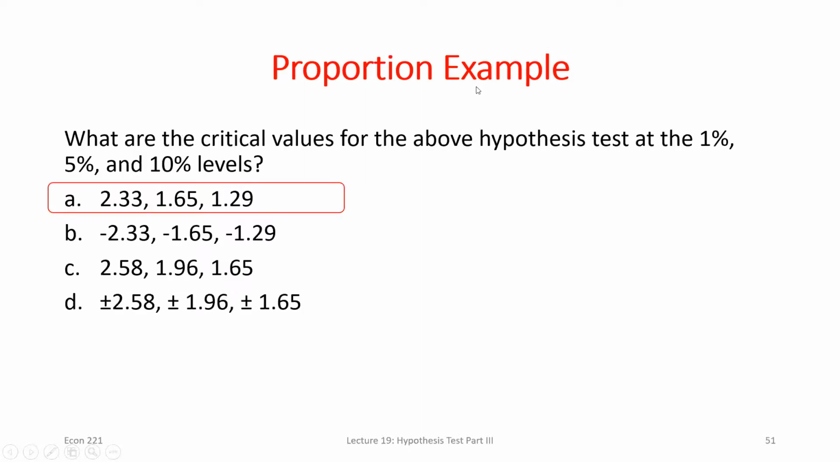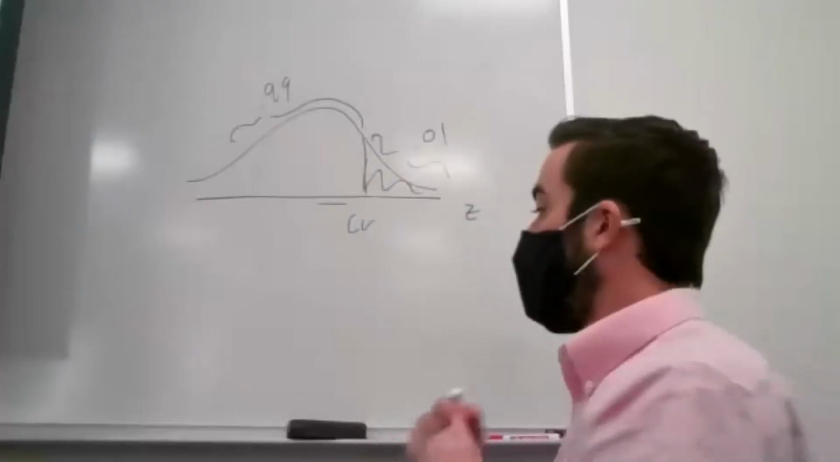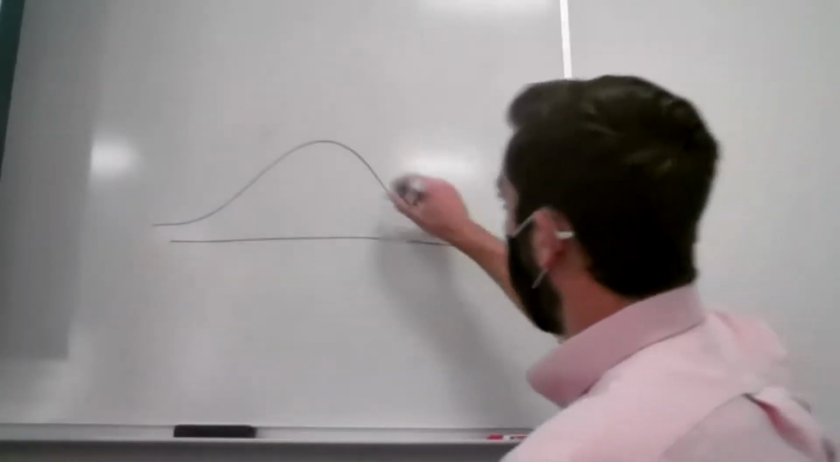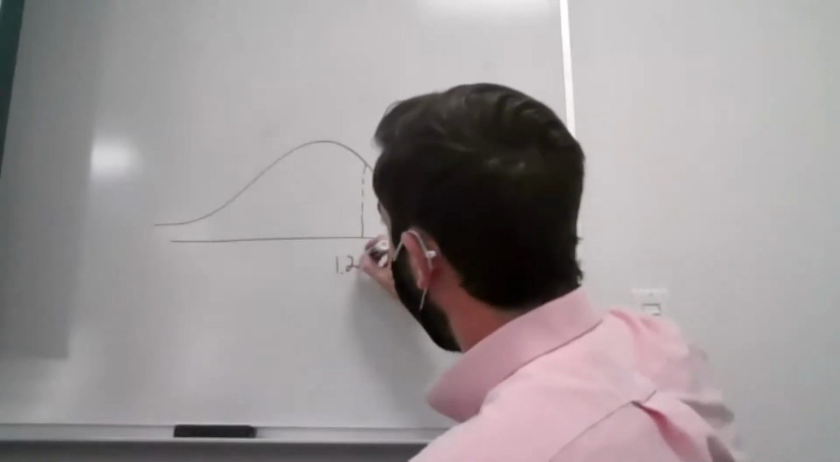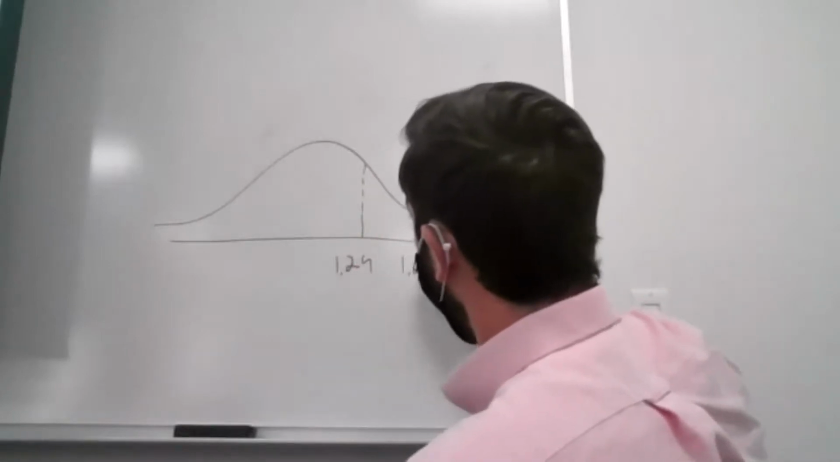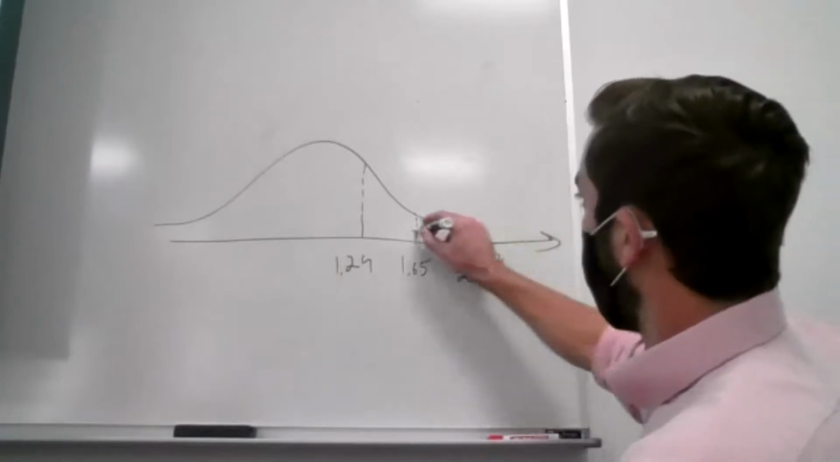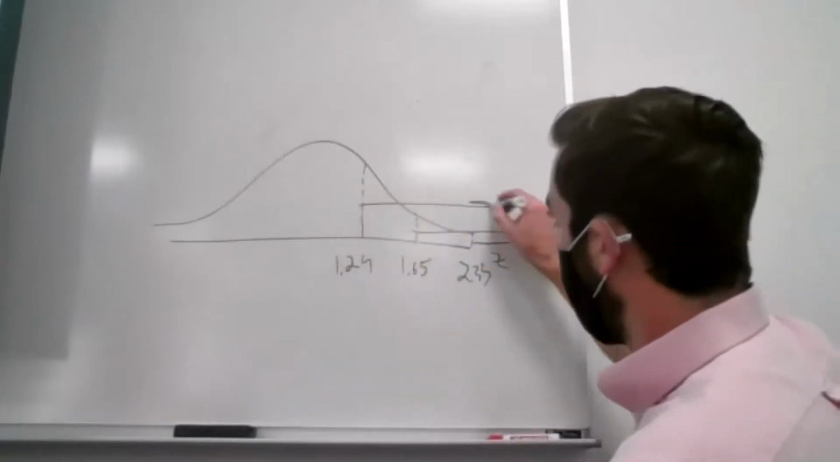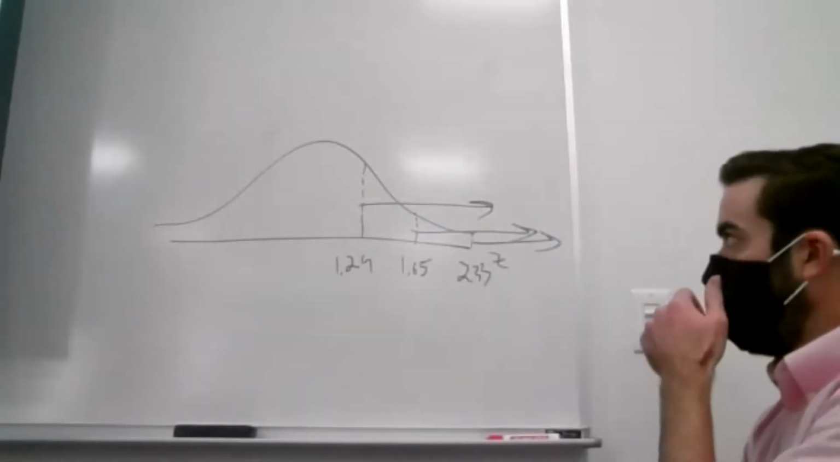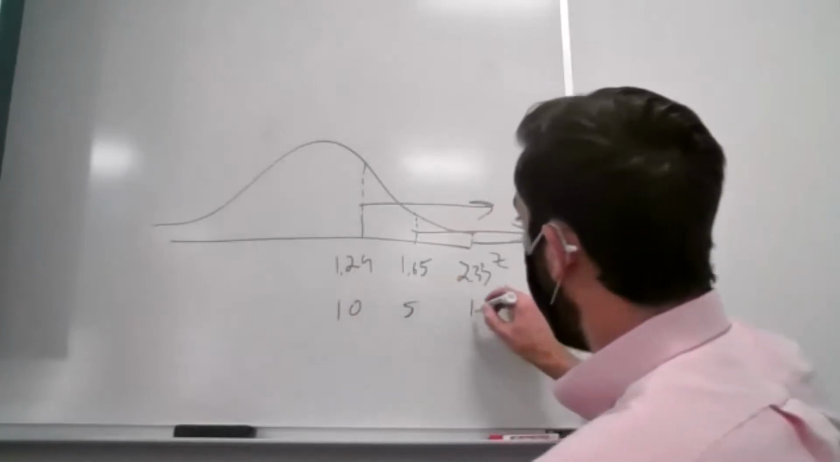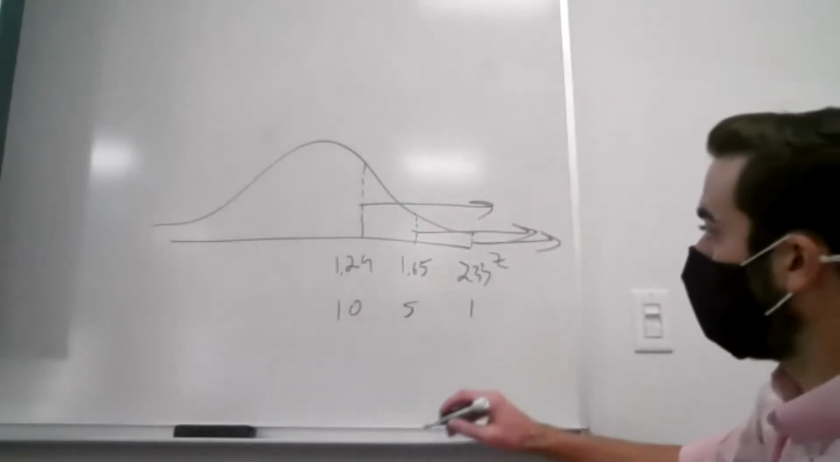And here are our three critical values. So what would that really look like if we were going to set this up? I've got critical values of 1.29, 1.65, 2.33. Draw arrows into the tails there to get your rejection region. Remember, these were the 10, 5, and 1% significance levels.